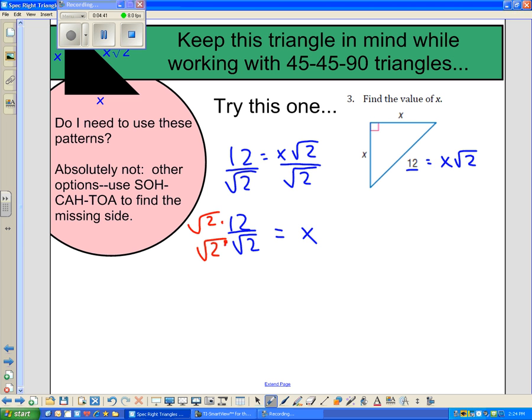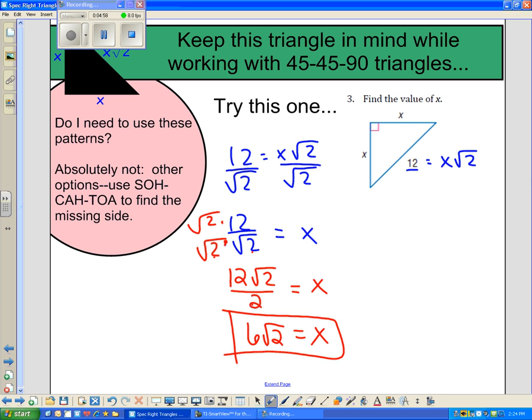So now I have 12 times the square root of 2 over the square root of 2 times the square root of 2, which is 2. Now there's one other thing I can do to simplify this. 12 divided by 2 is 6. So I get 6 root 2 is equal to x. Now, one thing that I want to point out: do I need to use these patterns to figure out the missing side lengths? No, you do not have to. These are just shortcuts that help you speed up the process. But you can always continue to use SOHCAHTOA or the Pythagorean theorem to find the missing lengths. You do not have to use the patterns. Like I said, these are just shortcuts.